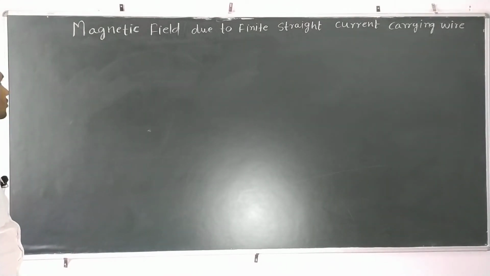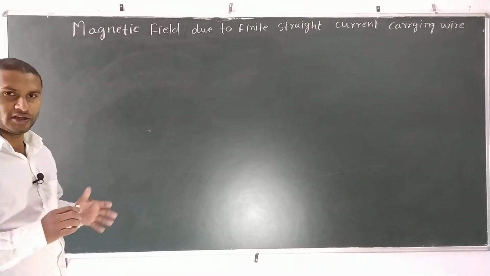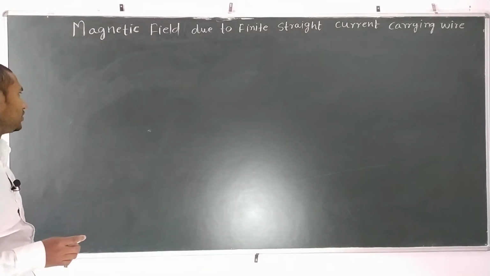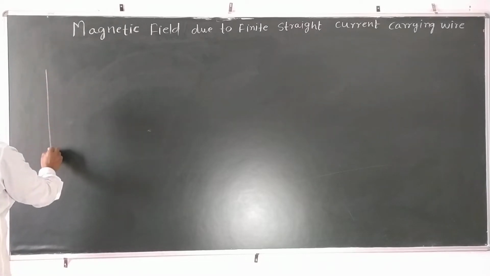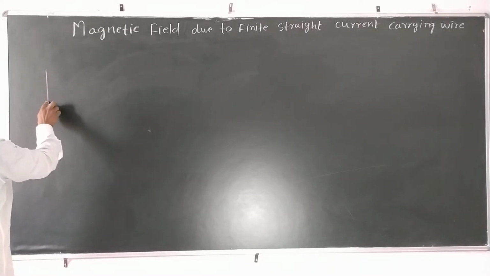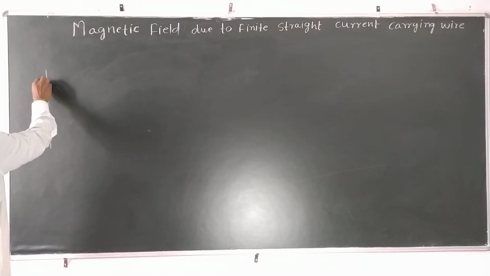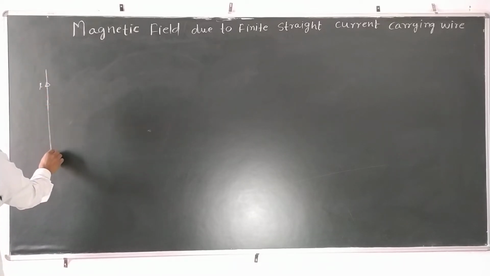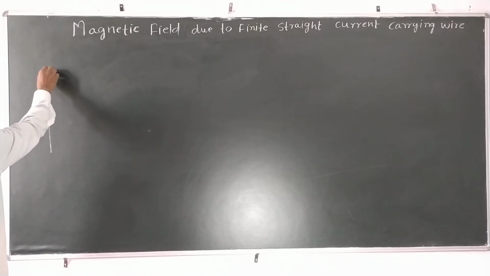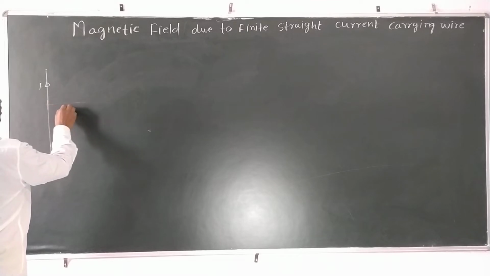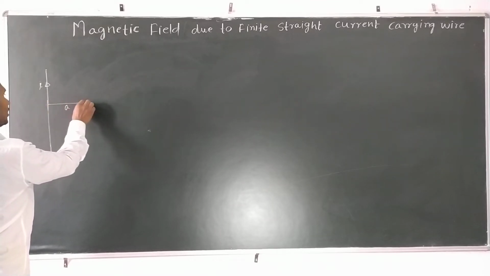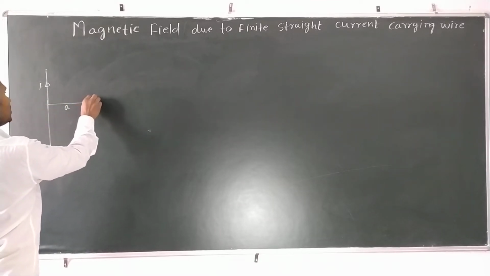Today we are going to discuss a new topic, that is magnetic field due to a finite straight current carrying wire. We have to find out the intensity, or the magnitude, of the magnetic field around the straight finite length of current carrying wire. Suppose there is a wire having a current I, and the wire length is finite, and we have to find out the magnetic field at a distance of A from this wire at a point P.